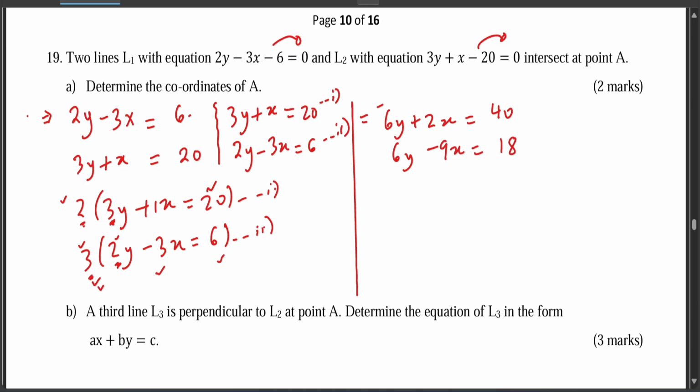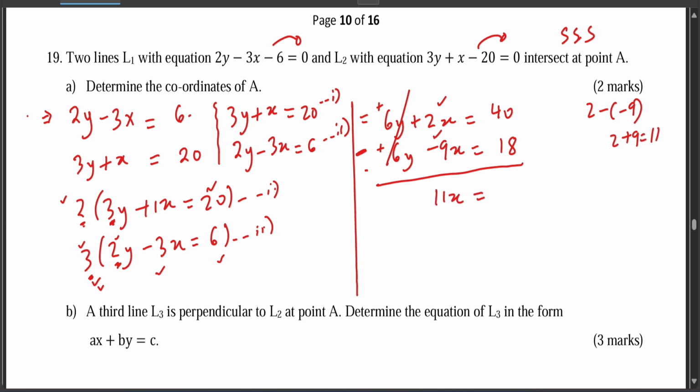So both of them have positive signs, so therefore same signs, subtract. So use a subtraction sign, so this one will cancel out. So what is 2 minus negative 9x? 2 minus negative 9x is 2 plus 9, which is just 11. So 11x. What is 40 minus 18? It is 22. So if you divide by 11, x is equal to 2.